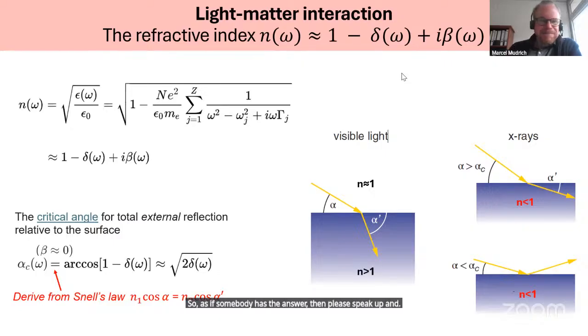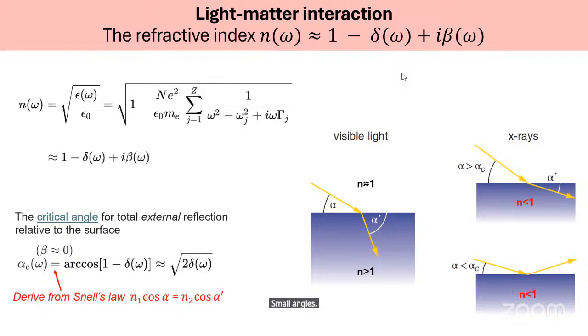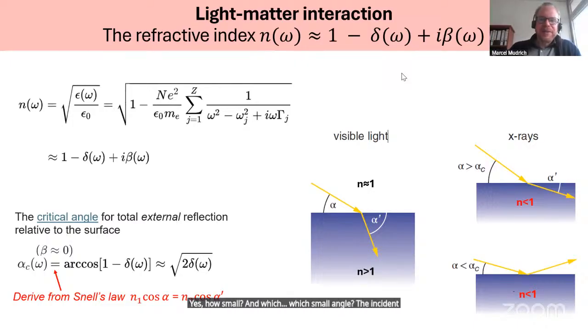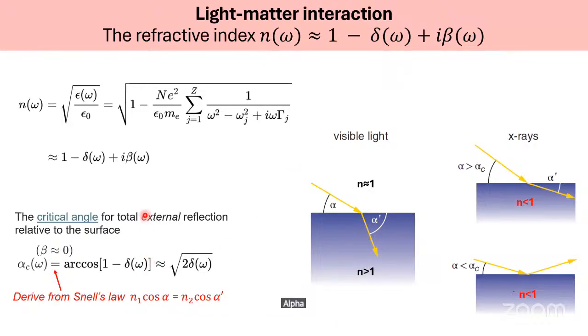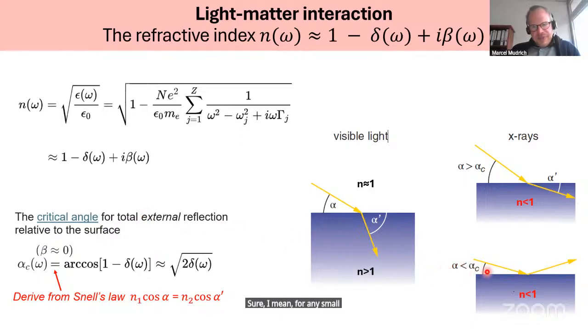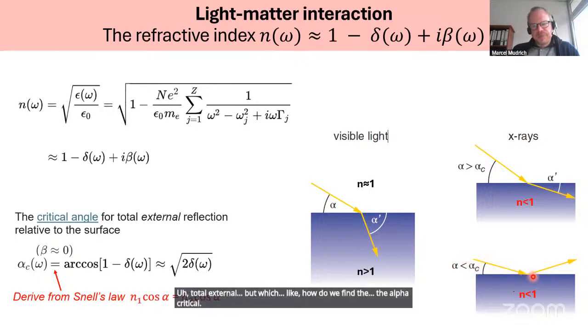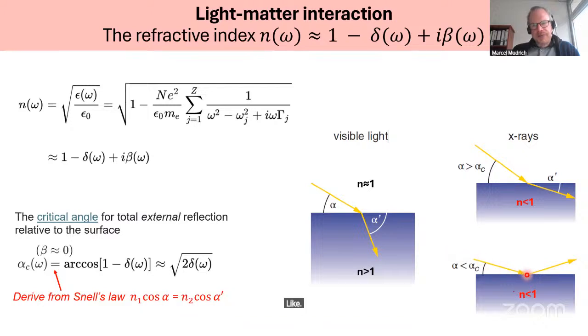And small angles, right? You need to consider small angles. How small? And which small angle? The incident angle, alpha, or alpha prime? Alpha, let's say alpha. Sure. For any small angle alpha smaller than the critical angle, we would get total external reflection. But how do we find alpha critical? What is the condition for alpha being exactly equal to alpha c?